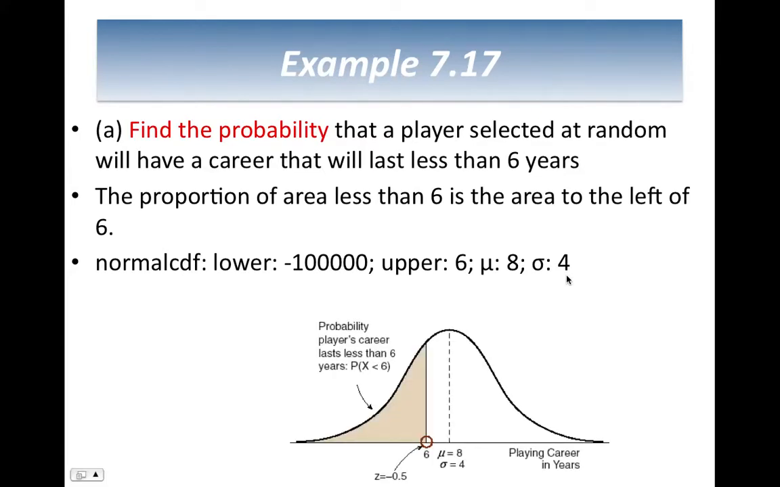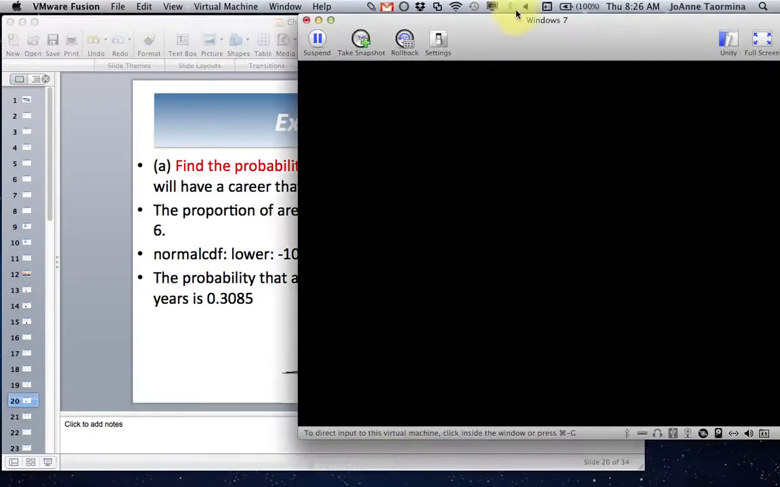Okay. So what we're finding here is all of this area on the left-hand side of 6. Now, by looking at the picture, since 6 is on the left side of 8, we expect that this proportion of area that's going to come out of our calculator has got to be something that's less than 50%, because it's less than half of the bell curve. So I'm going to do this on the calculator.